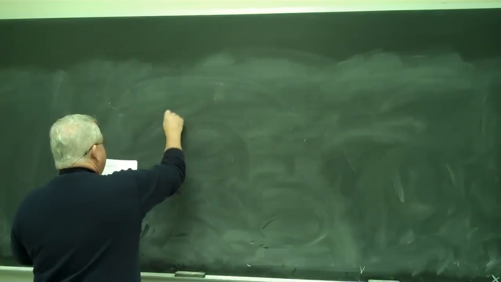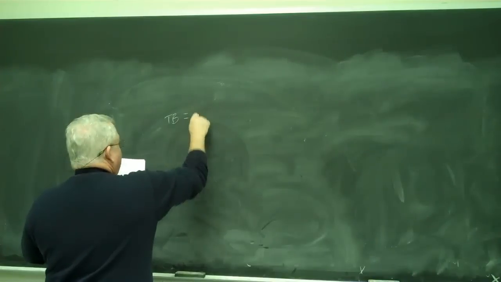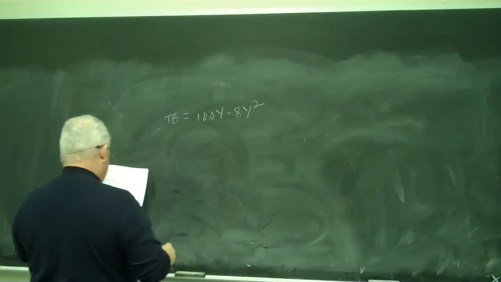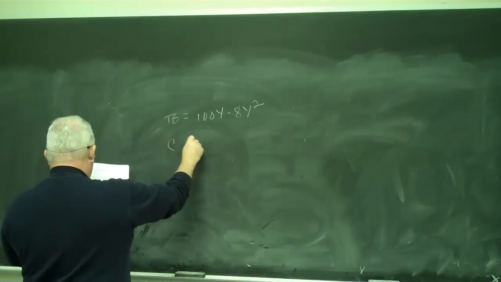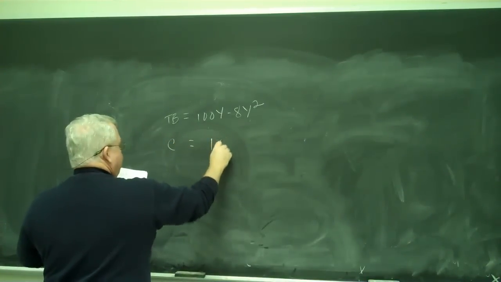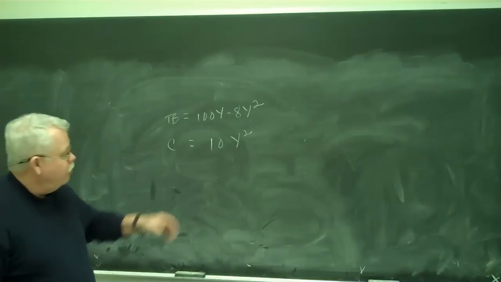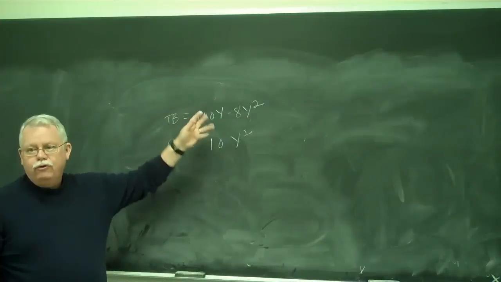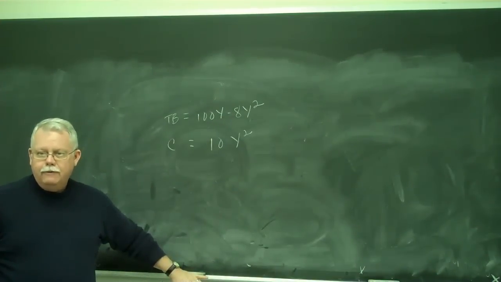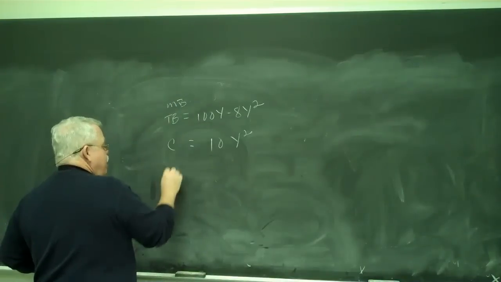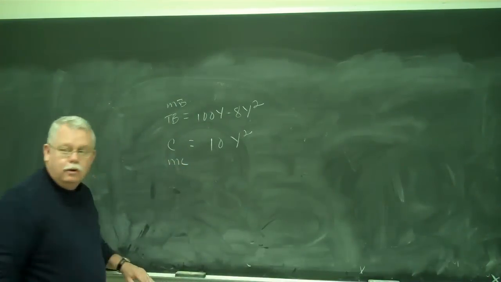We have total benefits, 100y minus 8y squared. Total costs of 10y squared. What level of y should we be either producing or consuming, depending on our point of view? What's the appropriate quantity of y? We want to set the marginal benefit equal to the marginal cost.